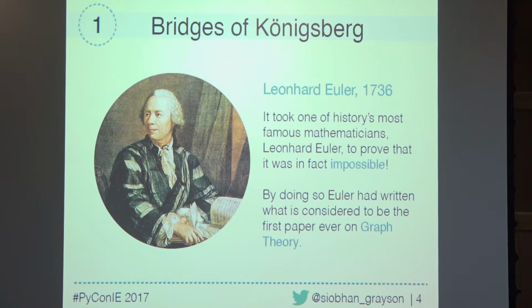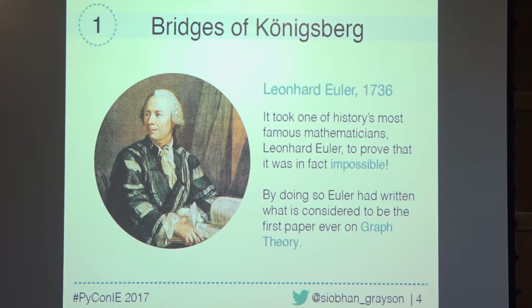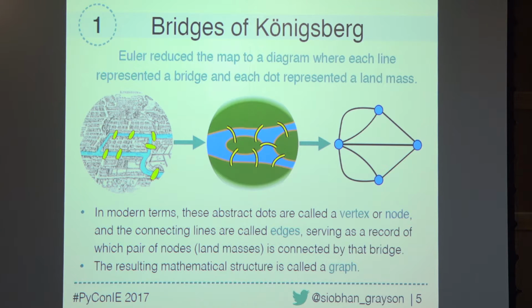So it took one of history's greatest mathematicians, Euler, in 1736, to prove that it was in fact impossible. The way that he did this was using graph theory, and as a result he produced the first ever paper in the field of graph theory. The way that he proved this was he looked at the city and applied abstraction to it in ways people hadn't before. He said, okay, let's take this and draw it on a page. Let's take the bridges and draw them as lines, and we'll simplify it, we'll model it, and we'll treat the land as dots or nodes.